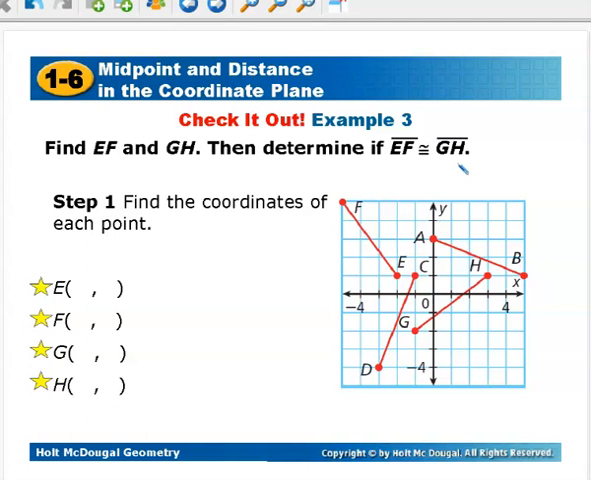Okay, let's see what we did. Now, like I said before, in step one, we just want to identify the coordinates of each point. So we'll put those in here. You can check them against your own. If you find anything incorrect, you can work to the side and rewrite it.